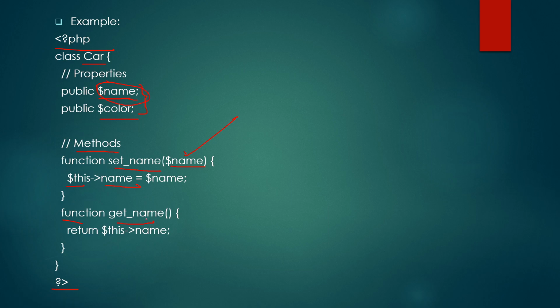I haven't shown you for now how to call this function, because for that we have to create an object. We cannot simply call out this function. First we have to create the object of this class, and then we can access its properties and methods. But this is the approach. We have properties and we have methods inside a class.